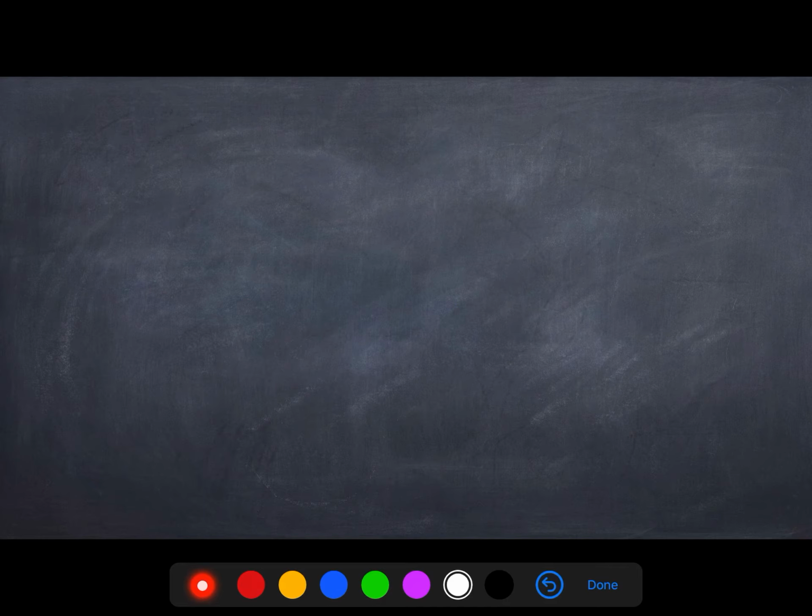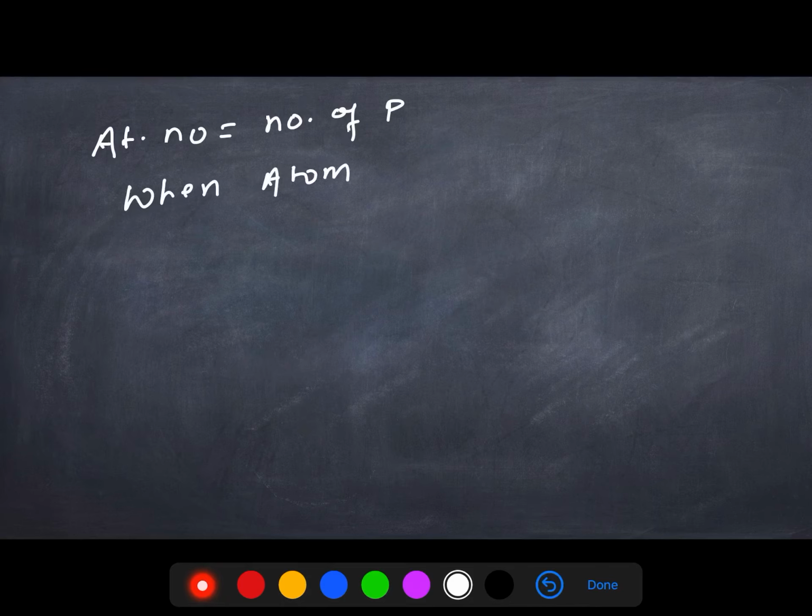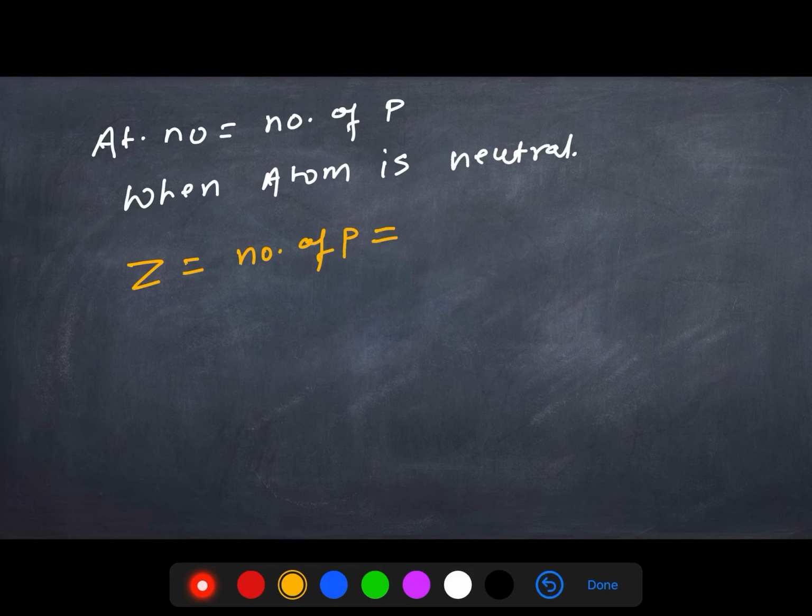Fine. So here we are going to say that we have already seen in the previous lecture that the atomic number is always equal to the number of protons. We have seen that, right? But remember, whenever any atom is neutral, in that case, the atomic number will of course be equal to the number of protons.